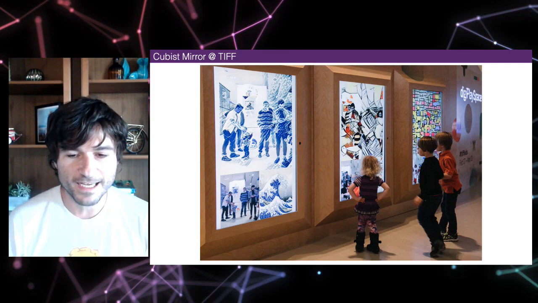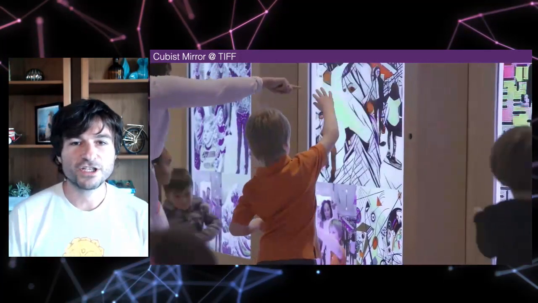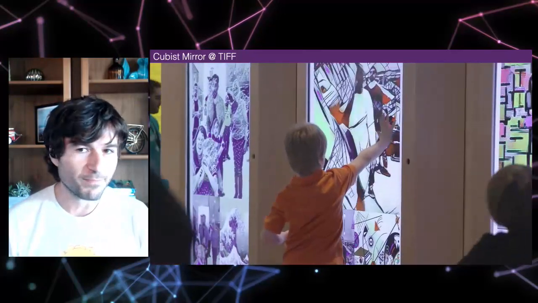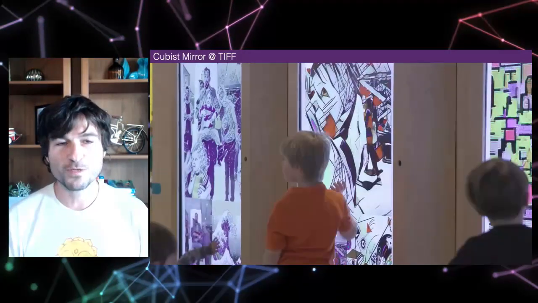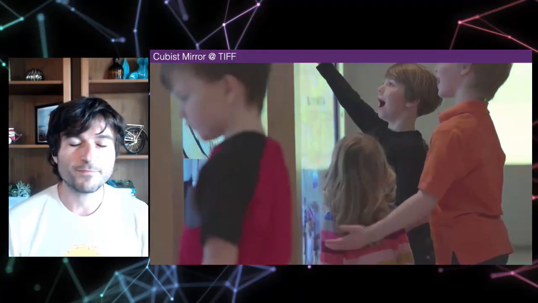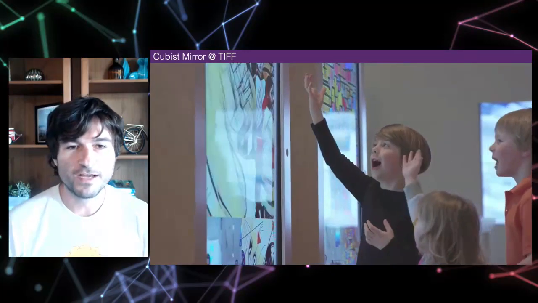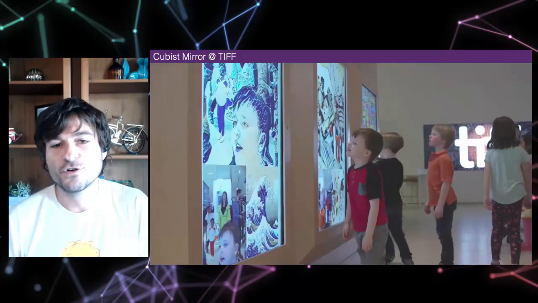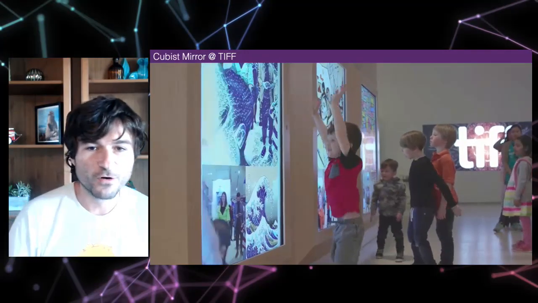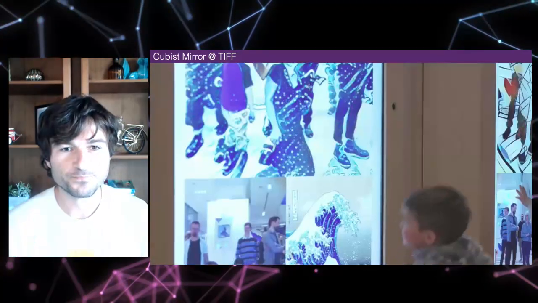I've installed it in the form of a mirror. So what you're looking at here is an installation that I call Cubist Mirror. It's called that because the first version of it was using a Cubist painting, but now it's using a variety of different paintings. And it's basically a style transfer mirror. So you get in front of it and you see yourself as though you're a Picasso painting or in the style of Hokusai. Kids really love it, as you can tell.